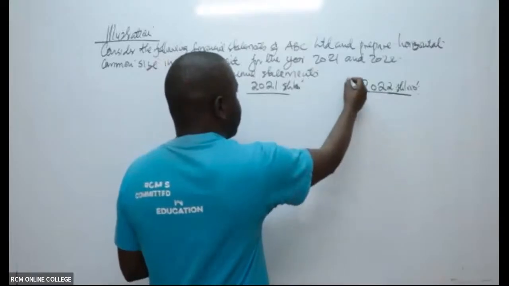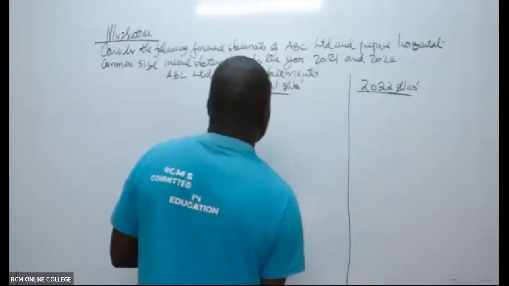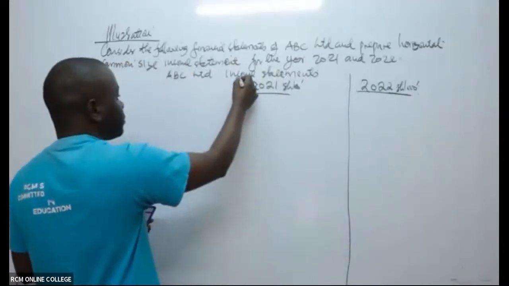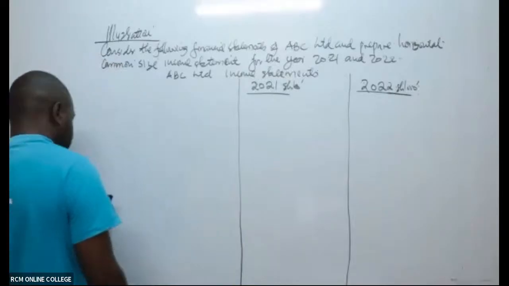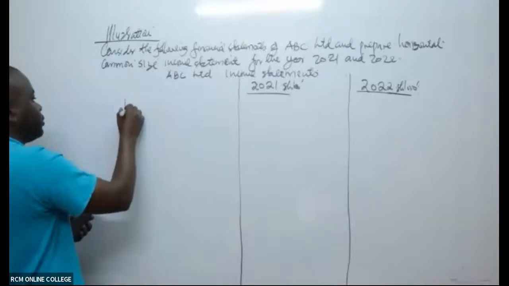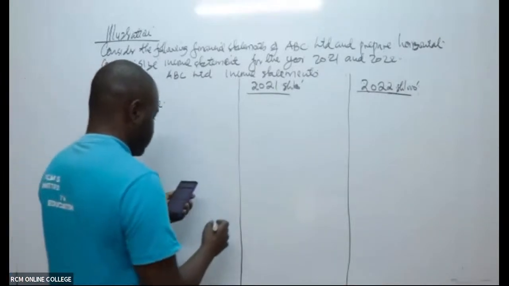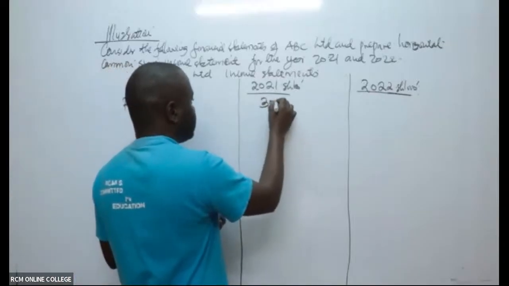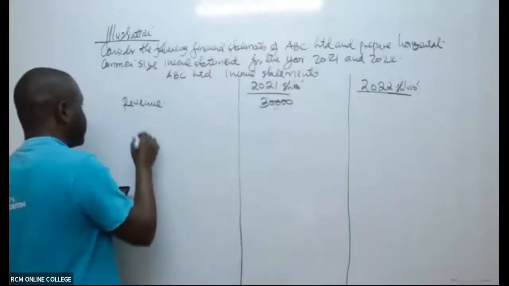Then let's have these. So we can have that. Then you can start with the revenue. So revenue here is 30. That is the first item. Then cost of sales.